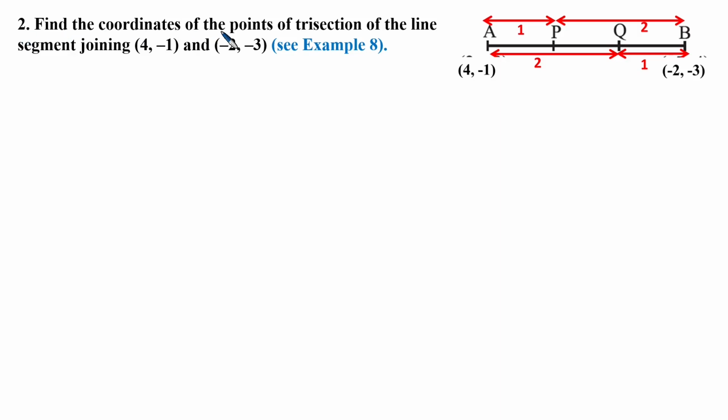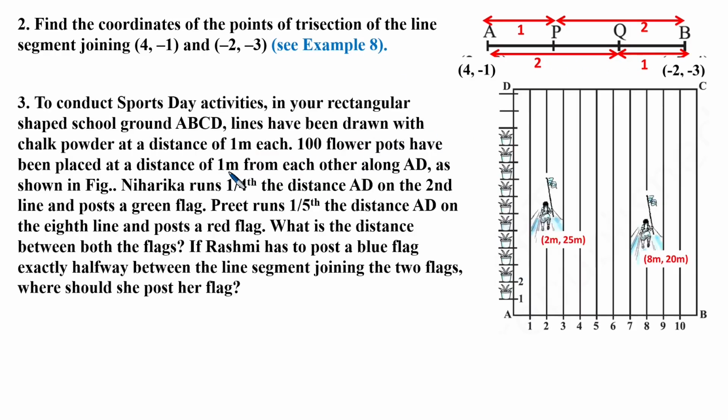Now second, find the coordinates of the points of trisection of the line segment joining this and this. This is the same as what we did in the last exercise. So it is the same thing, only the numbers change.